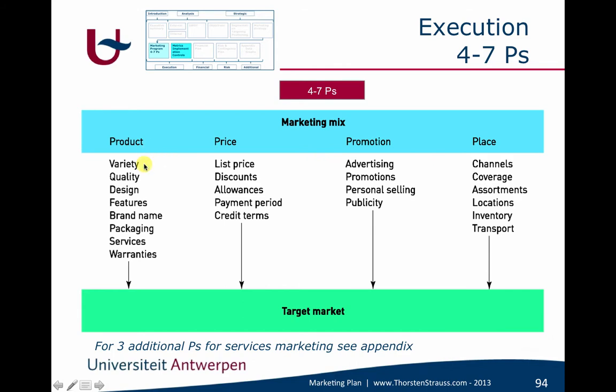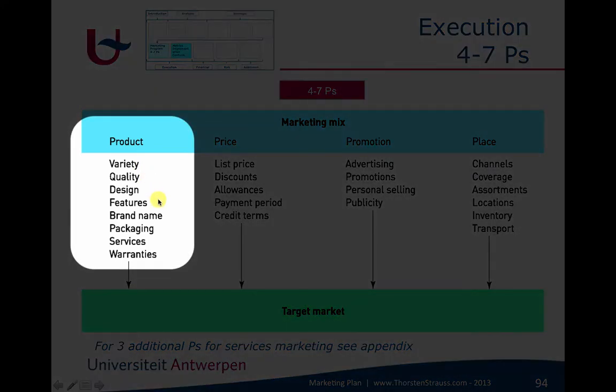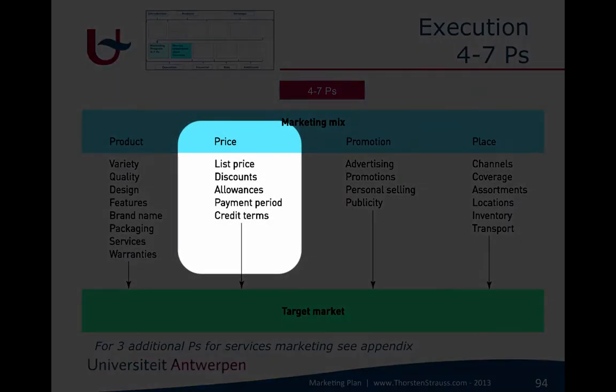Under product, we can have variety, we can have quality, we can have design, features, a brand name, packaging, services, warranties. All these things drive value in the eye of the customer. All these things in a combination can be used to create value, and that is to create and execute the plan in order to achieve the strategic goals.